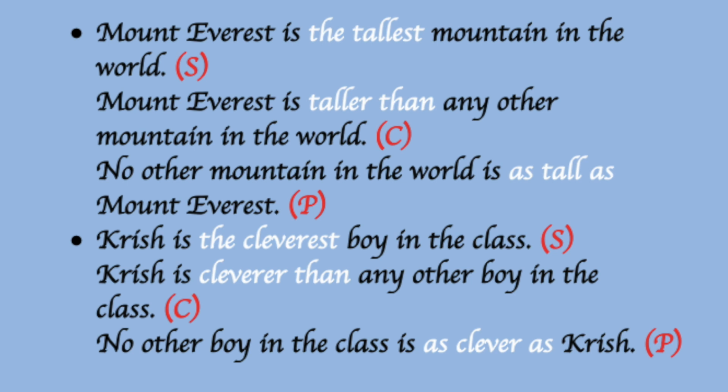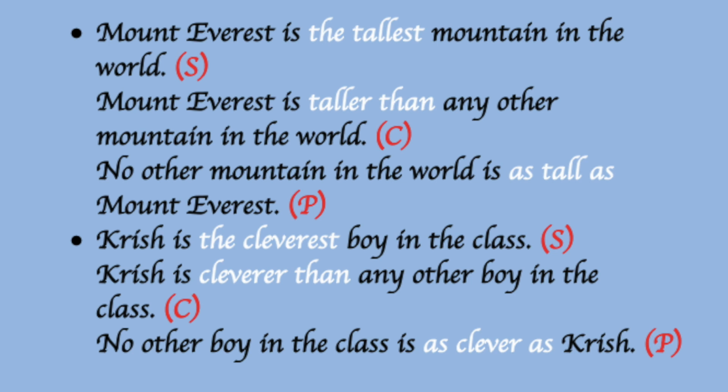Then let's turn to positive. Can we say Mount Everest is as tall as any other mountain is there to compare? No, because we can't make it as equal to any other mountain. So we have to use no other instead of any other, and begin the sentence with no other in the positive degree. See the sentence. No other mountain in the world is as tall as Mount Everest.